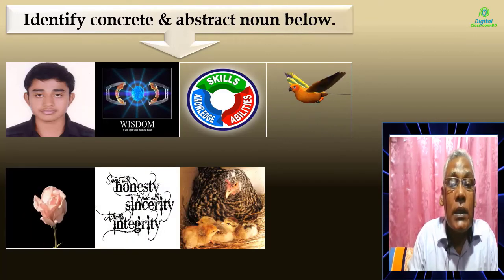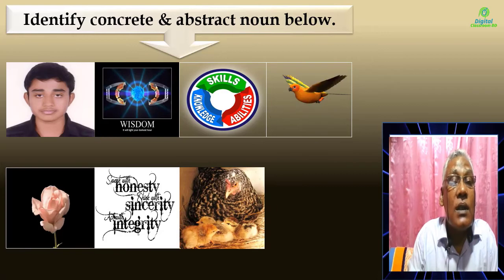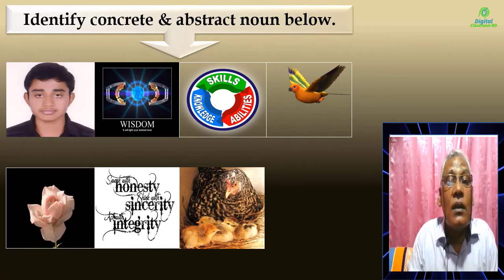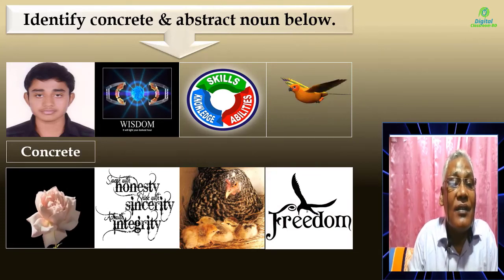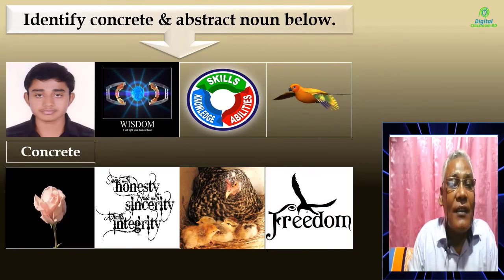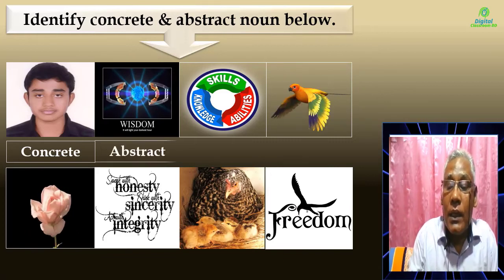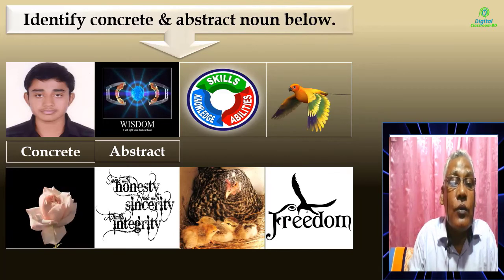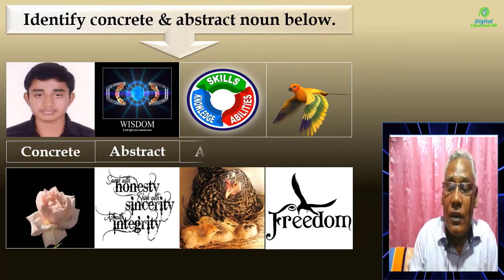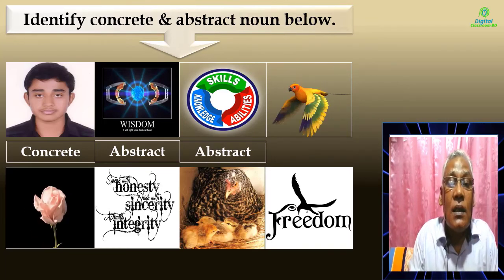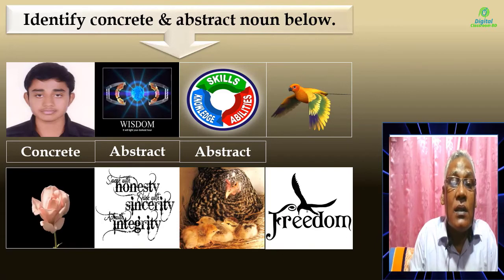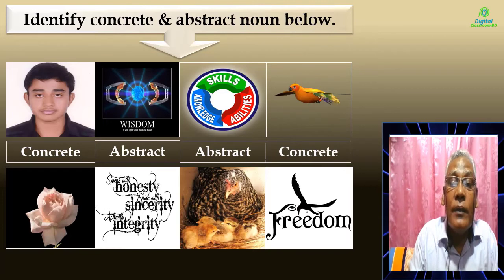So, look at it. What about the first one? Is it a concrete or abstract noun? What do you think? The first one, concrete noun. Yes, it's a picture of a man, and that means he will be someone. And the next picture, that is wisdom. Wisdom is an abstract noun. And what about the third one? Skills, knowledge, and abilities. This is also an abstract noun.